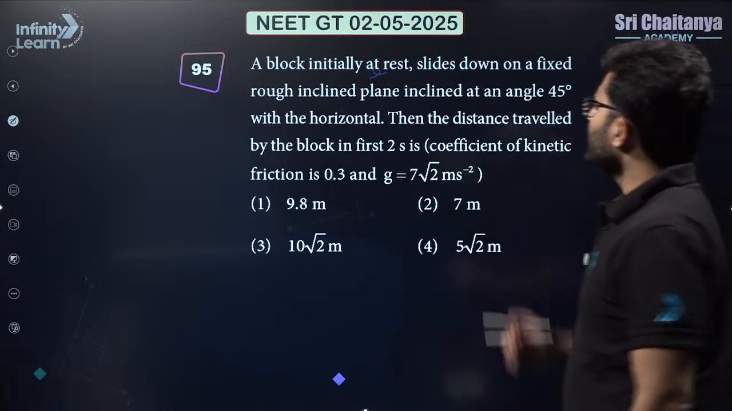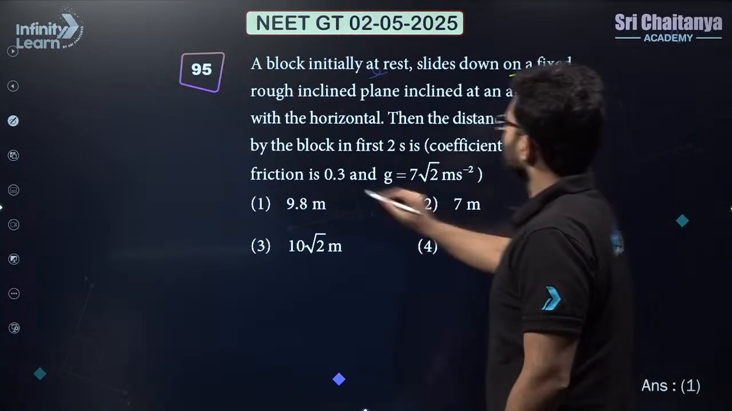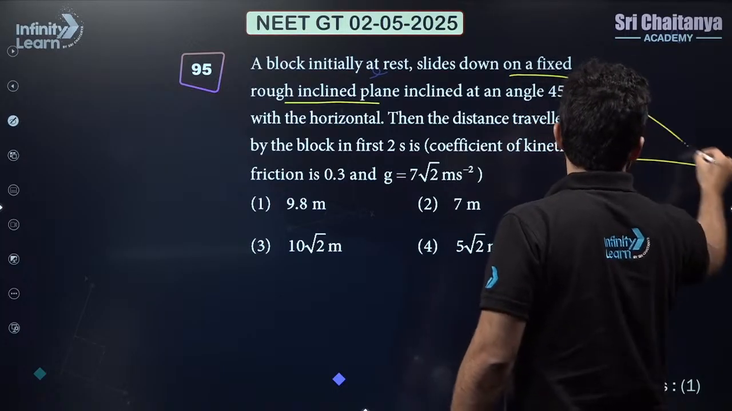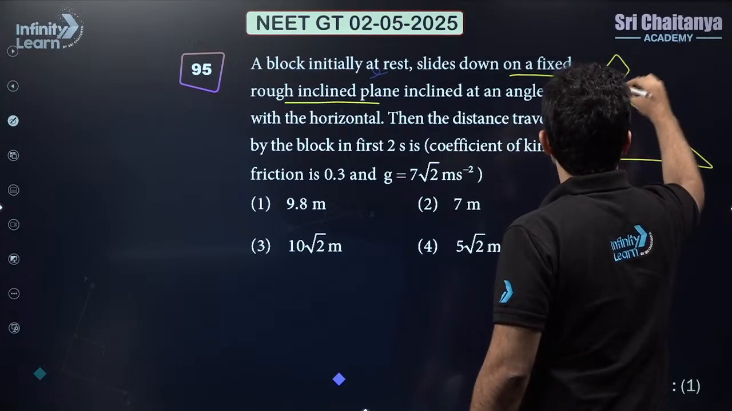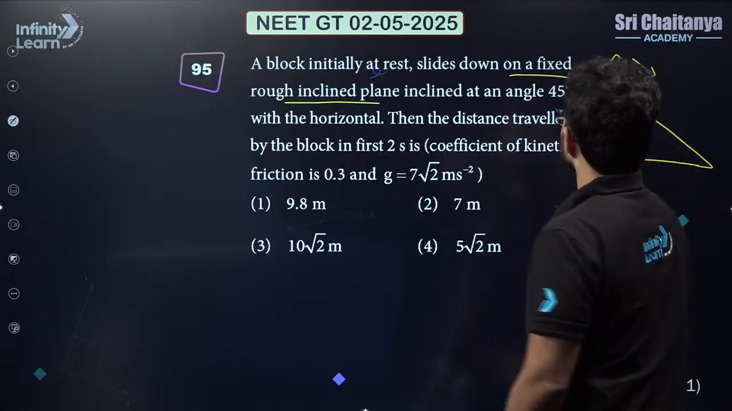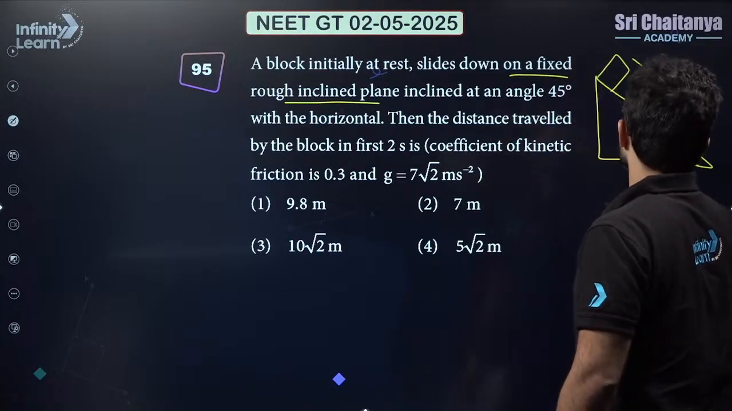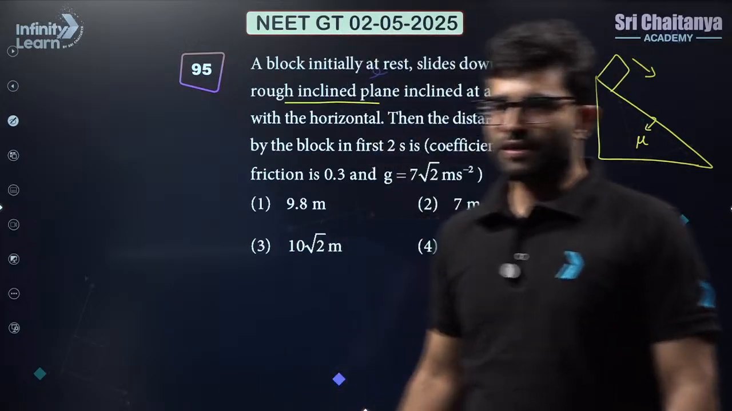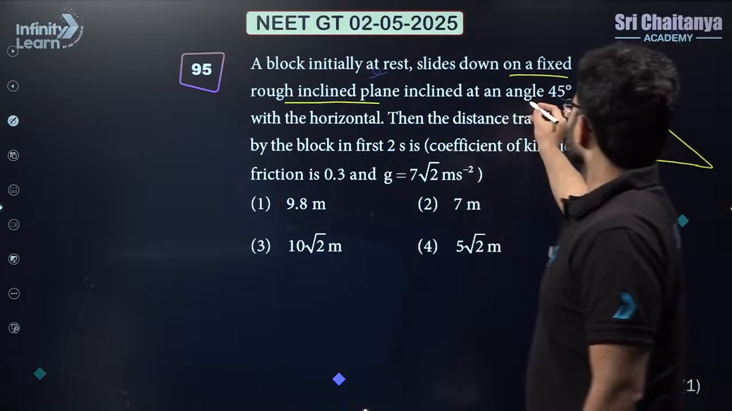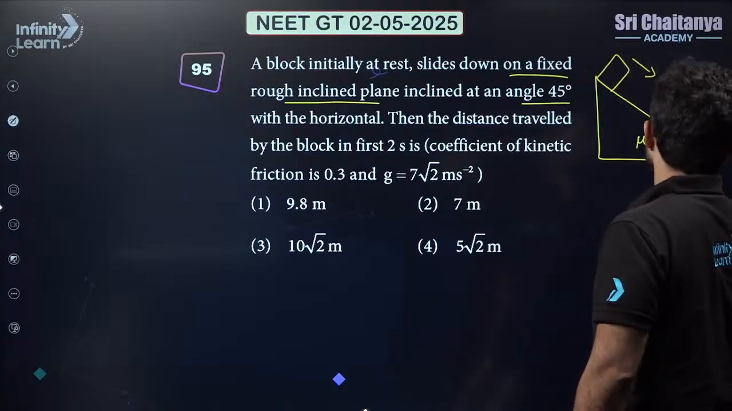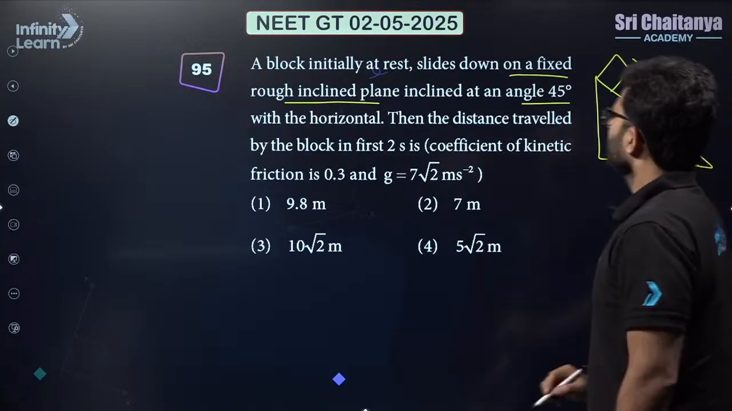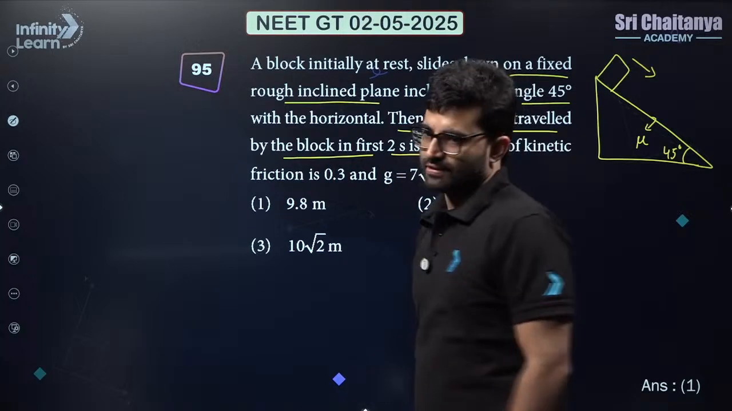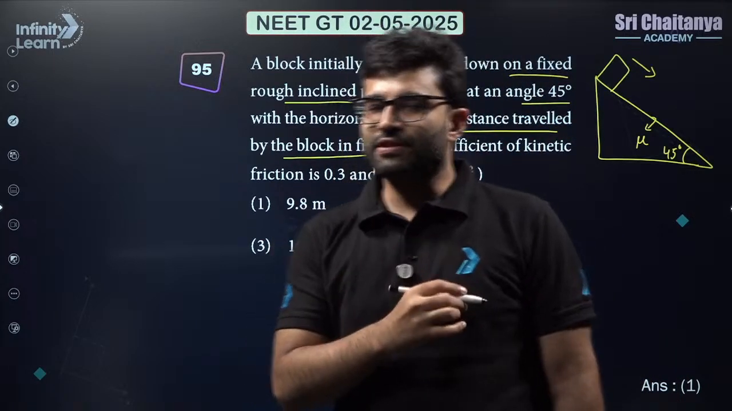Next, a block initially at rest slides down on a fixed rough inclined plane. So let's make a rough inclined plane here. Let's say this is my block and it is sliding down here. This is rough, so let's say the coefficient of friction is mu. Now, it is inclined at an angle of 45 degrees with the horizontal. Then the distance traveled by the block in the first 2 seconds is. So they have given you the time, which is 2 seconds.